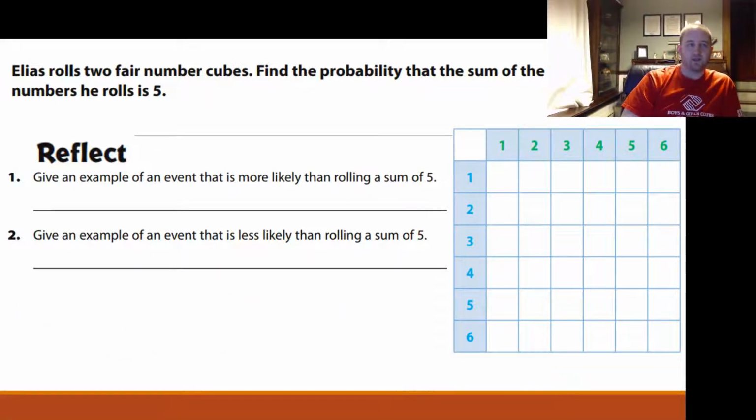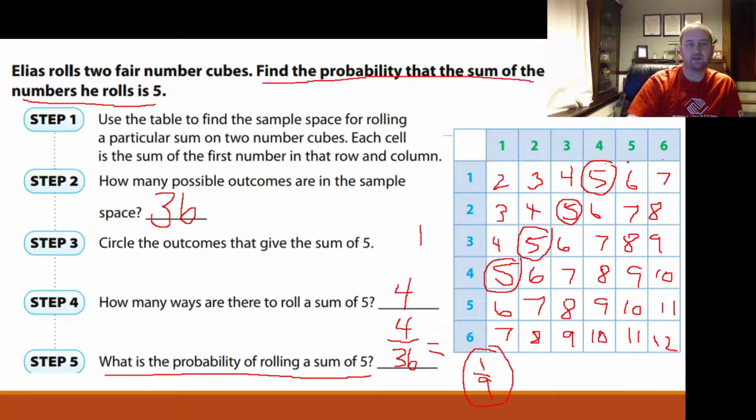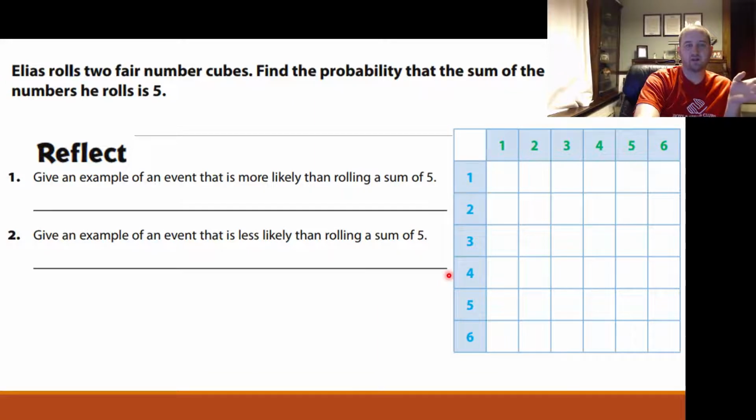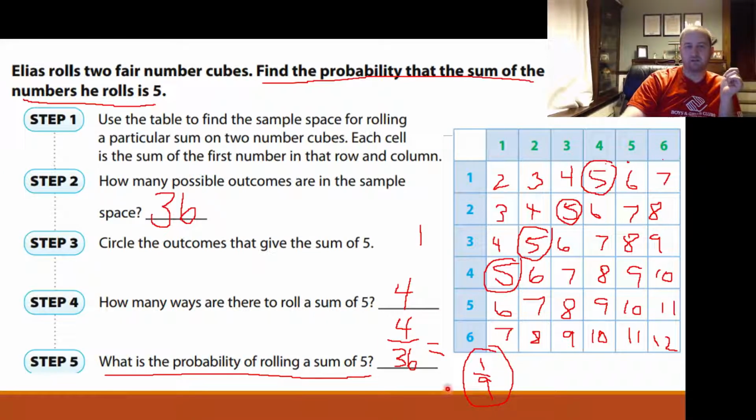All right. Now, it says, give an example of an event that is more likely than rolling a sum of 5. So, let's look here. Are there any numbers you can see here that occur more than 5? Right? Because our goal here is to give an example of an event that's more likely than rolling a sum of 5. So, the likeliness of getting a sum of 5 is 4 out of 36. Do you see any number that shows up more than 4 times? Well, yeah. The 6's show up 5 times. The 7's show up 6 times, and the 8's also show up 5 times. So 6, 7, and 8 are all more likely sums than 5. Okay.